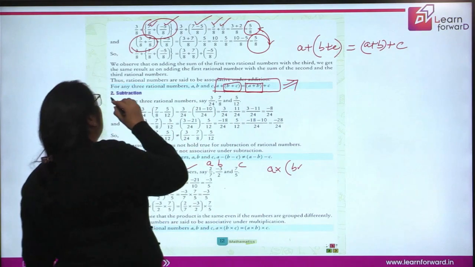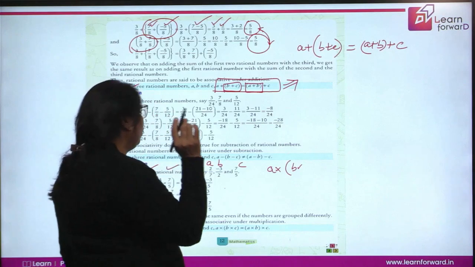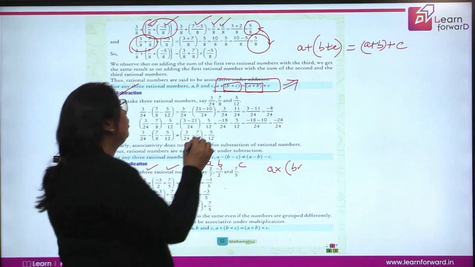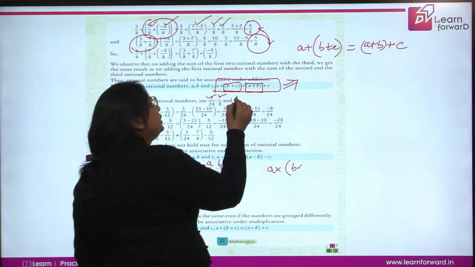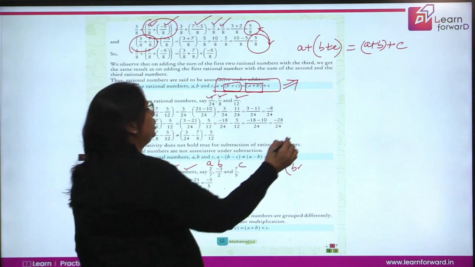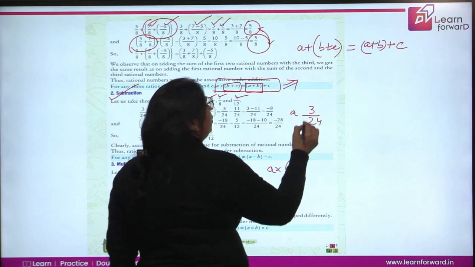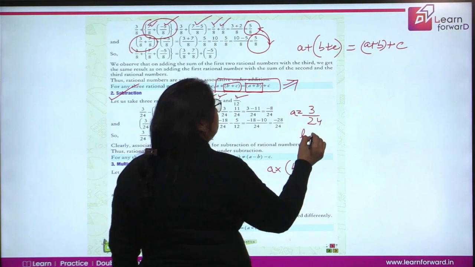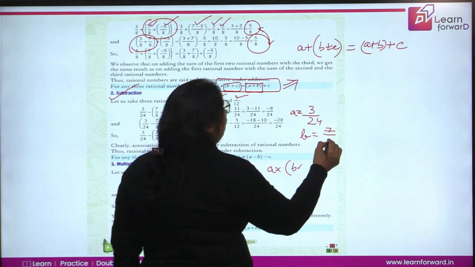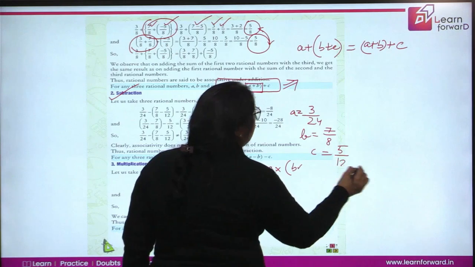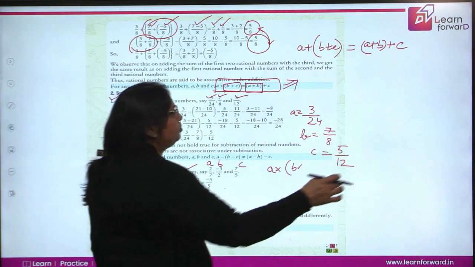Now, moving on to the subtraction property of the rational numbers. Again we have to take 3 examples. First is 3 upon 24. This is my A here. My B is 7 upon 8. And my C, here I am taking 5 upon 5. Okay kids?